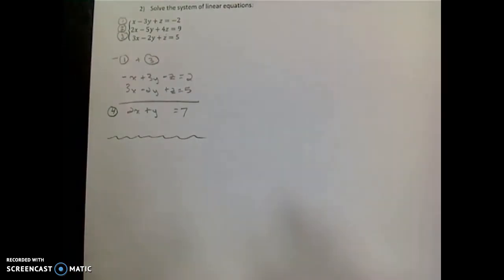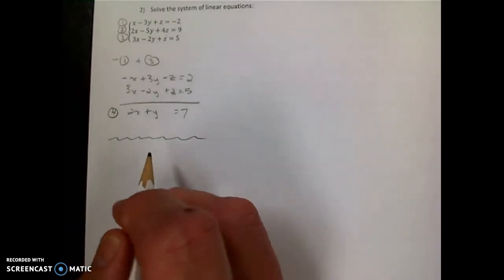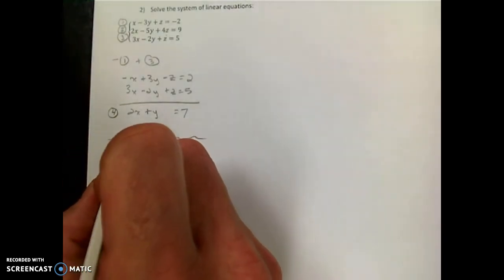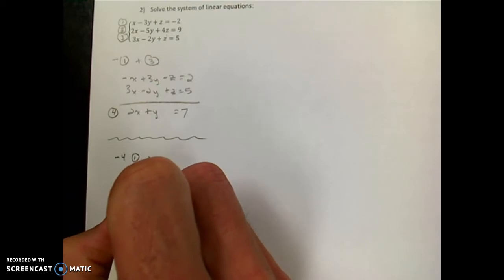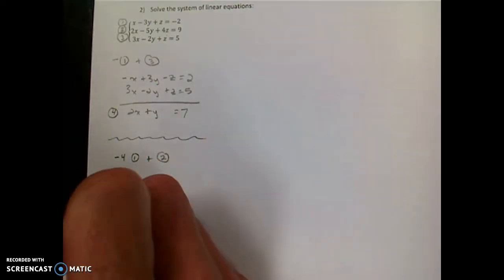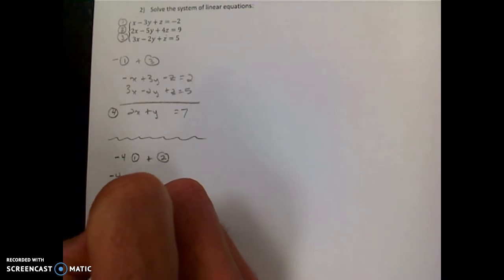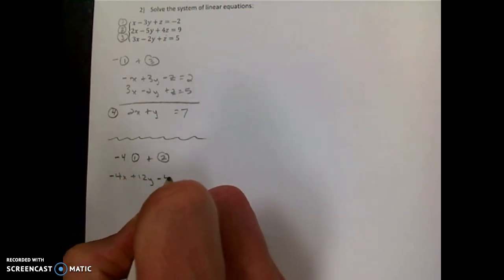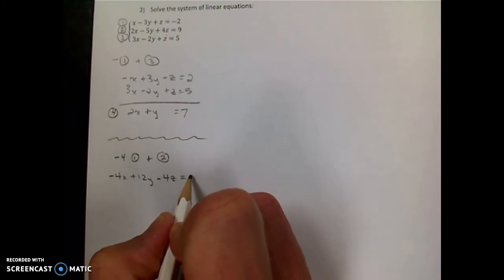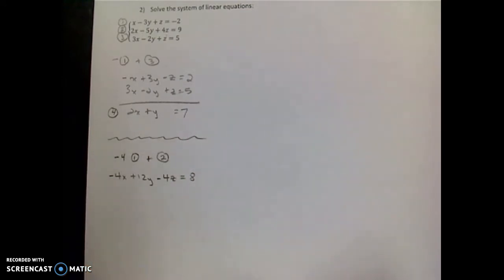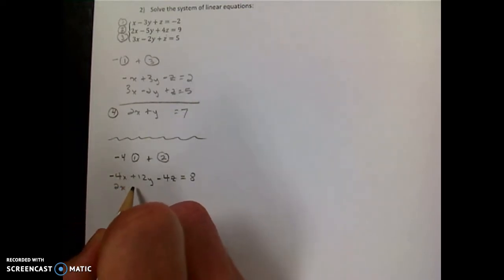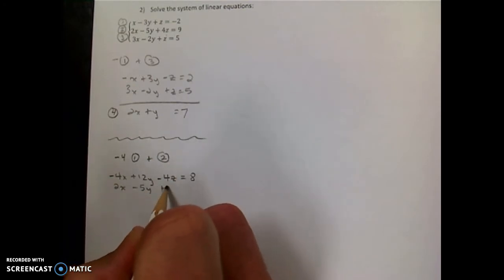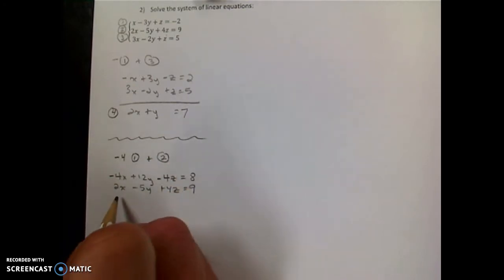Now I need to repeat that process, taking another pair of equations from my original system. And we like working with equation 1, so let's take equation 1, multiply it by -4, and add it to equation 2. Negative 4x plus 12y minus 4z equals 8. -2 times -4 is going to give me 8. My equation number 2, 2x minus 5y plus 4z equals 9. Let's add them up.